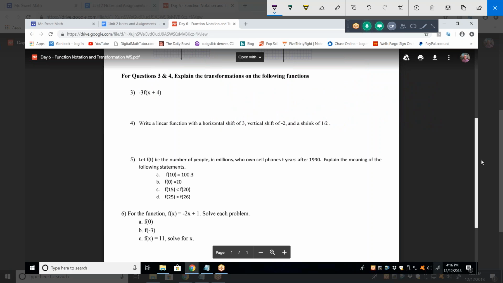Number 4, write a linear function with a horizontal shift of 3.